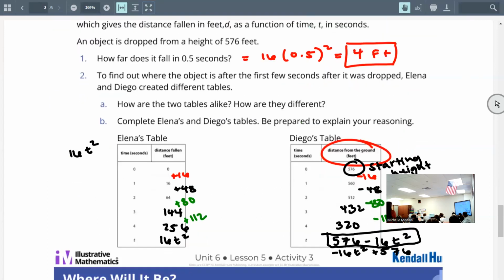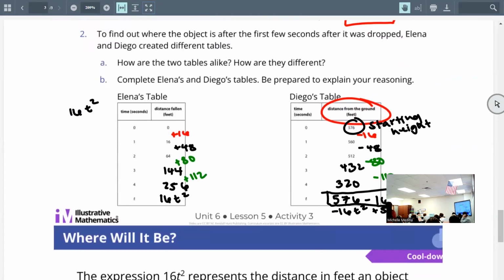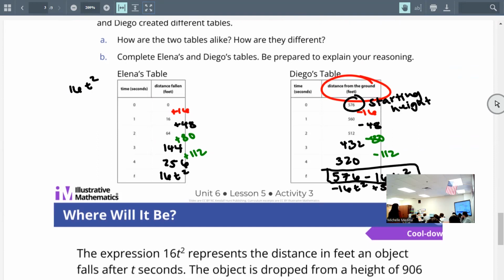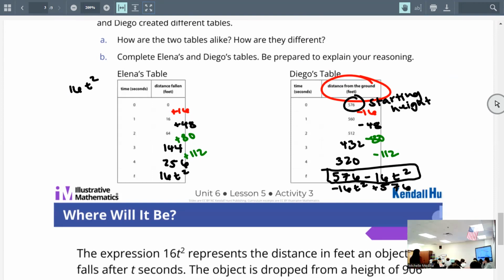And then we even saw it represented in different ways. Like Elena's table, she just looked at how much the ball traveled. Diego looked at its distance from the ground. So that's why they have different numbers, but the rate of change was the same. If it traveled 16 feet, then we subtracted 16 from the original height. If it traveled 48 feet, then we subtracted 48 from that current height, and so on. So we saw that it gave something like this.